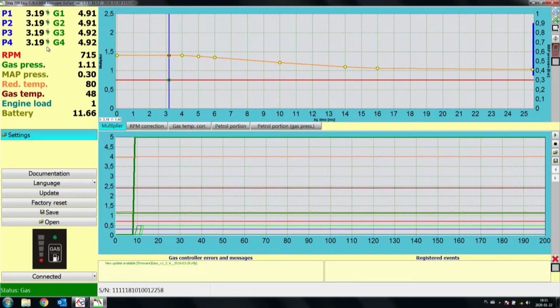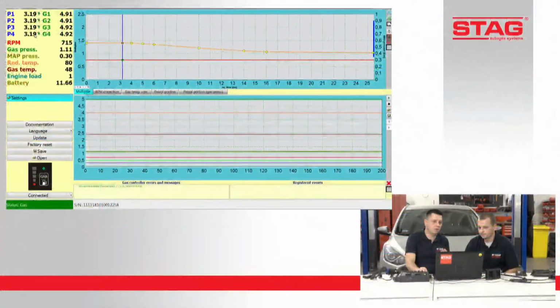This is a very important thing that Maciek said: we need to check the injection time, the blue injection time, not the green, but always blue. So blue when the car is working on petrol, and blue when the car is working on gas. We cannot compare blue to green. Green is only the injection time after being multiplied by the value on the multiplier. So always blue and blue. On idle we have all the information that we need. Then, for example, we are on the road and we are at this point.